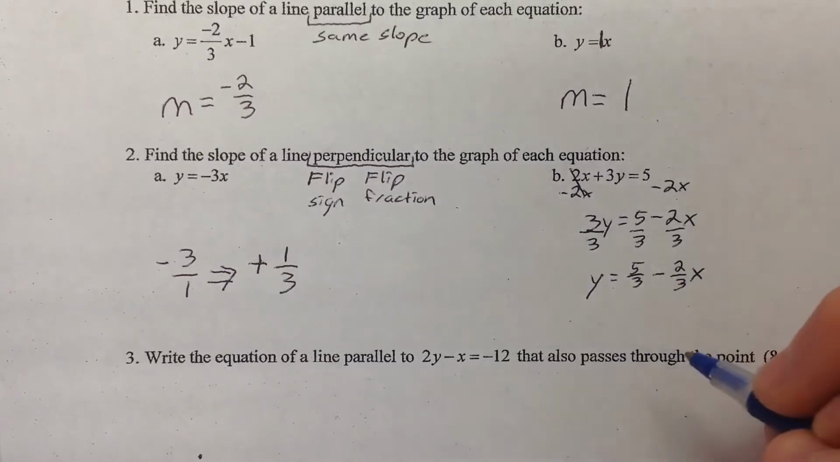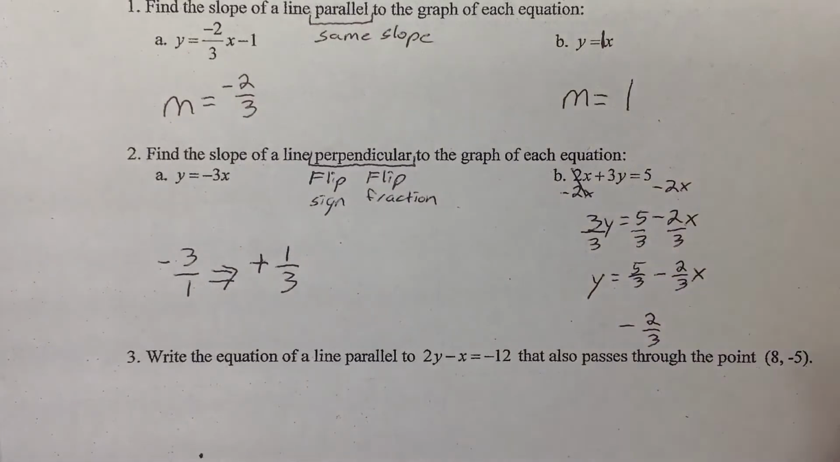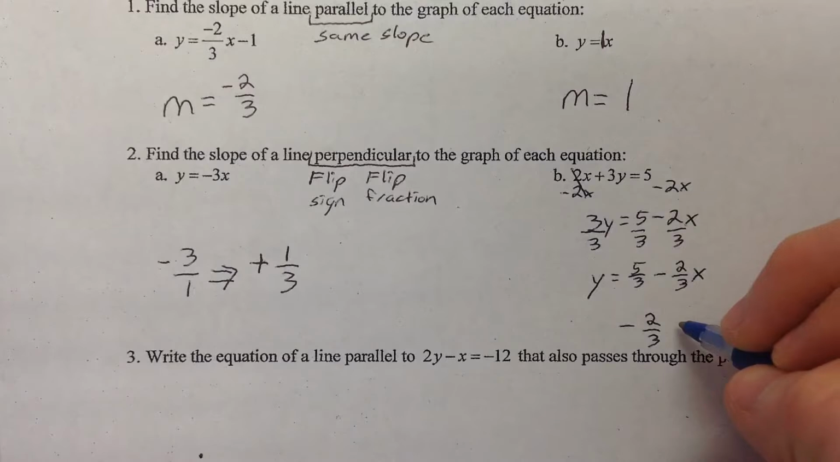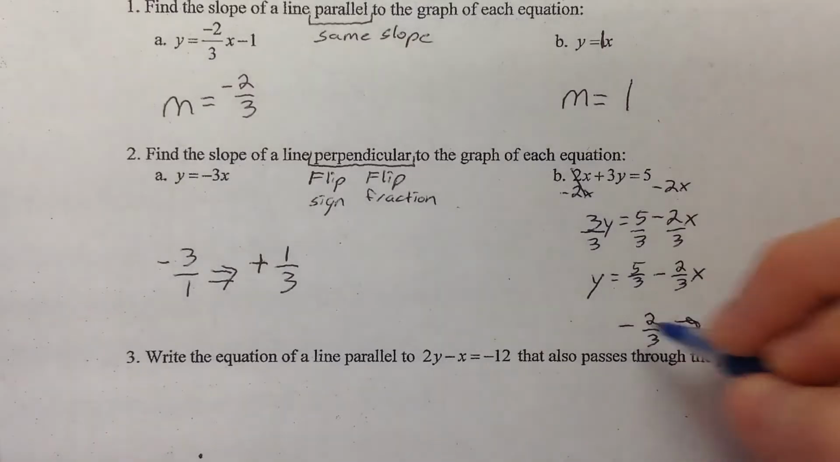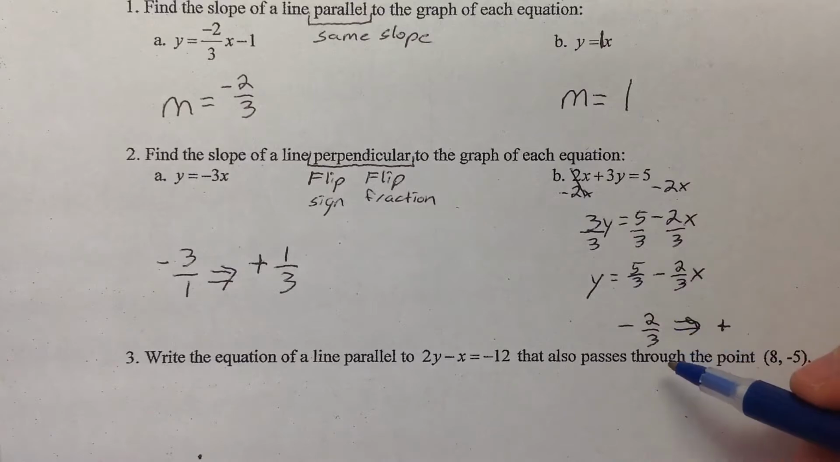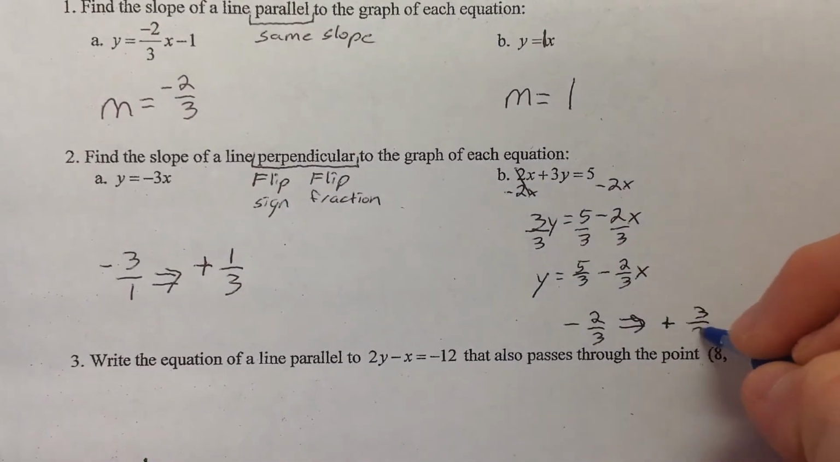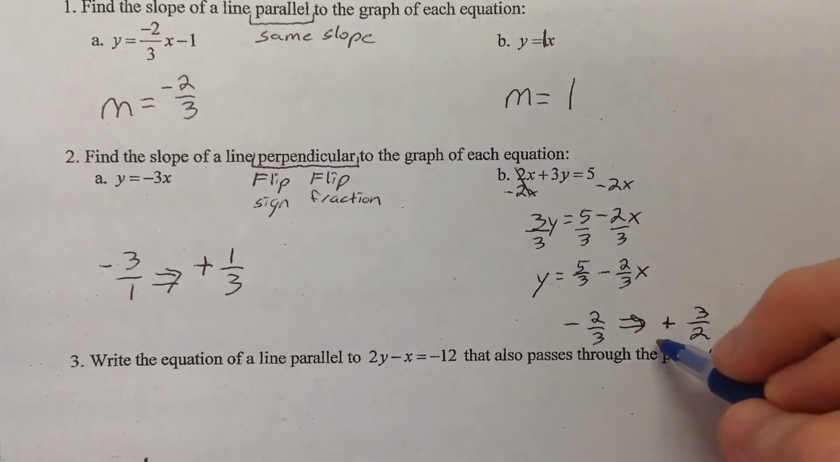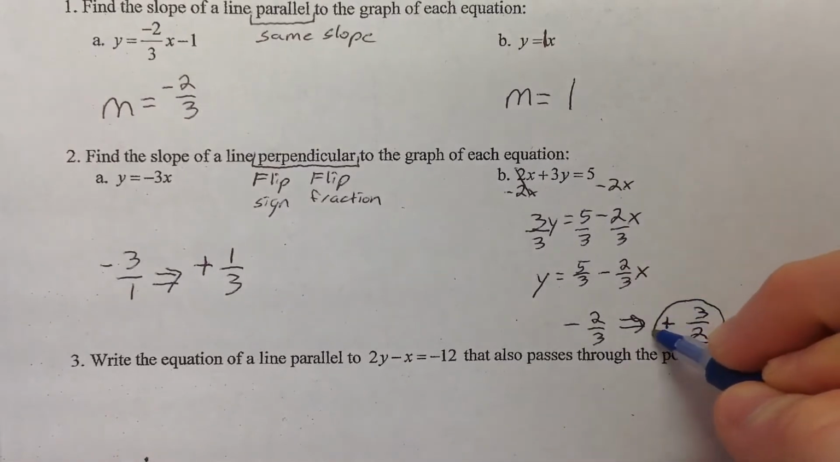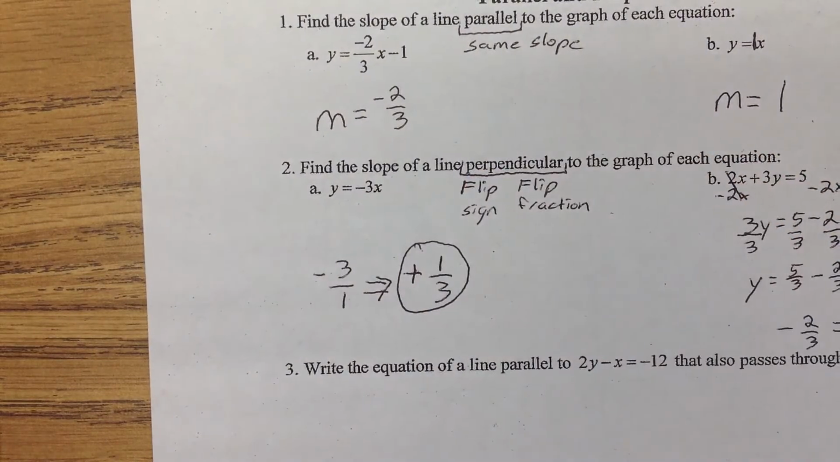The negative 2/3 is our slope because it's next to the x. Now, if we're going to do a perpendicular slope, we have to flip. So it goes from being a negative to a positive, and it goes from being 2 over 3 to 3 over 2. So there's our second perpendicular slope, and then over here was our first perpendicular slope.